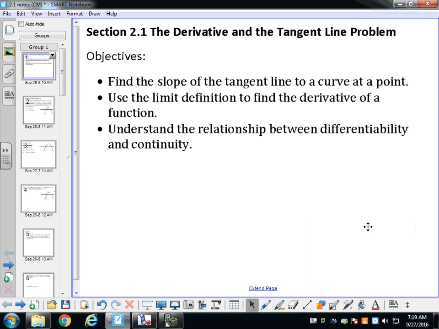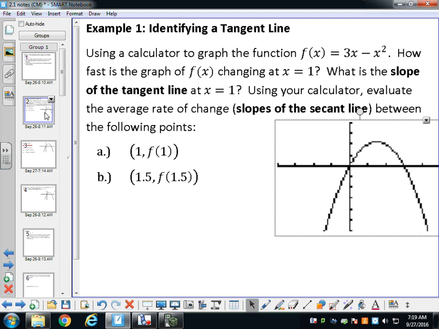In this video, we are going to look at the slope of tangent lines to a curve at a specific point, and hopefully use that to develop our definition of what a derivative is. So first, we're going to use a calculator to graph the function f of x equals 3x minus x squared, which I've already done for you.